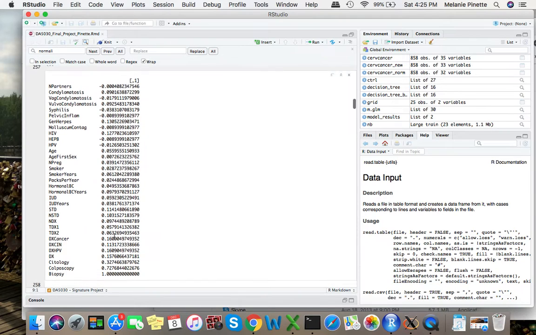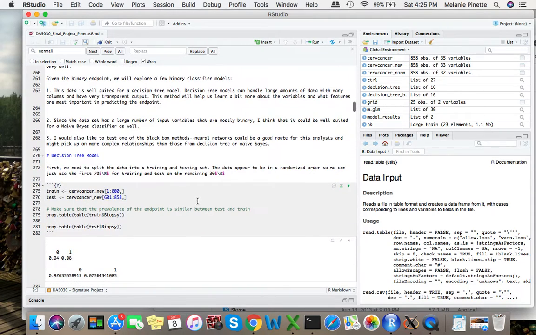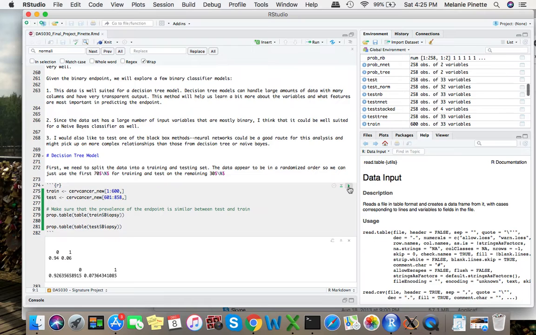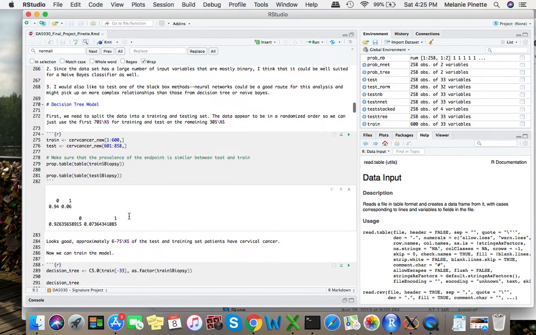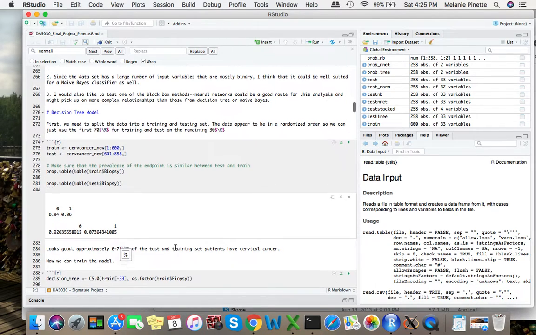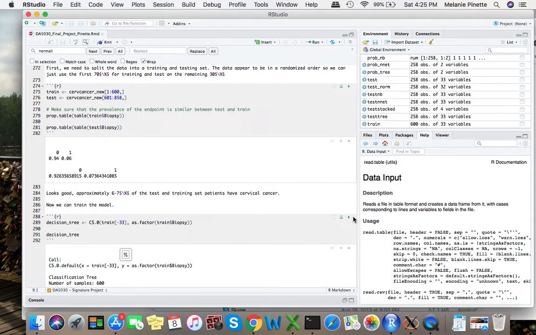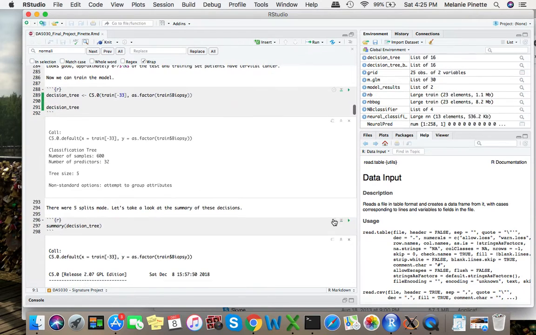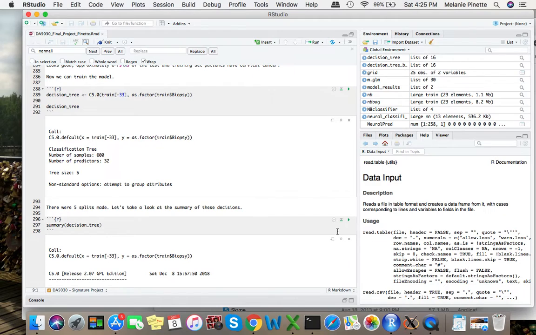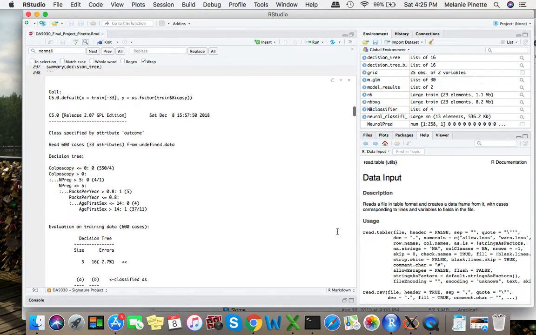So first we need to split the data into test and training. Since they aren't in any particular order, we can just take the first 70% for training and the rest for test. And we want to make sure that the biopsy results are distributed about the same in each. So 6% have cancer in the training and 7% in the testing, which is good. And now we'll train our decision tree model using C5.0. And we'll test it on the test data set.